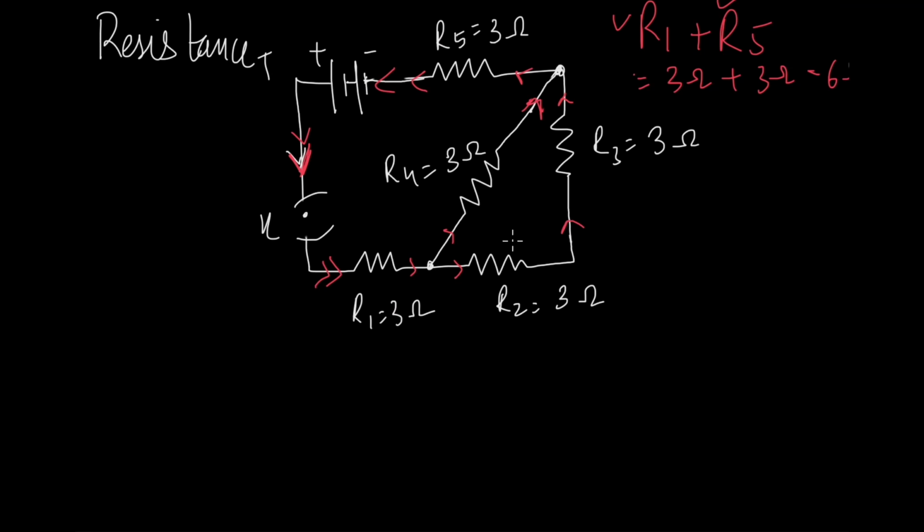Then the rest three, R4, R2 and R3, I can see that there is some kind of bifurcation of current. Let's unload these three first. In R2 and R3, I can see that the current that is going inside R2 is entering R3 without any bifurcation. That means that R2 and R3 are also in series. So I'm going to calculate simply their resistance also. That's going to give me 6 ohm.